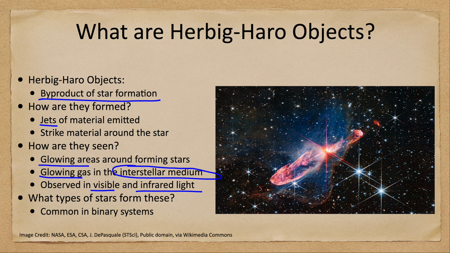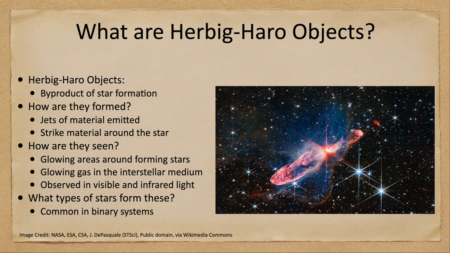So what kind of stars form these? That's another common question that we can ask, as to which types of stars will actually form a Herbig-Haro object. And what we found is that the vast majority of them seem to be in binary systems. So maybe there is something about being in a binary system that causes this type of object to form. But again, the exact processes are still being studied, and we still strive to better understand those.